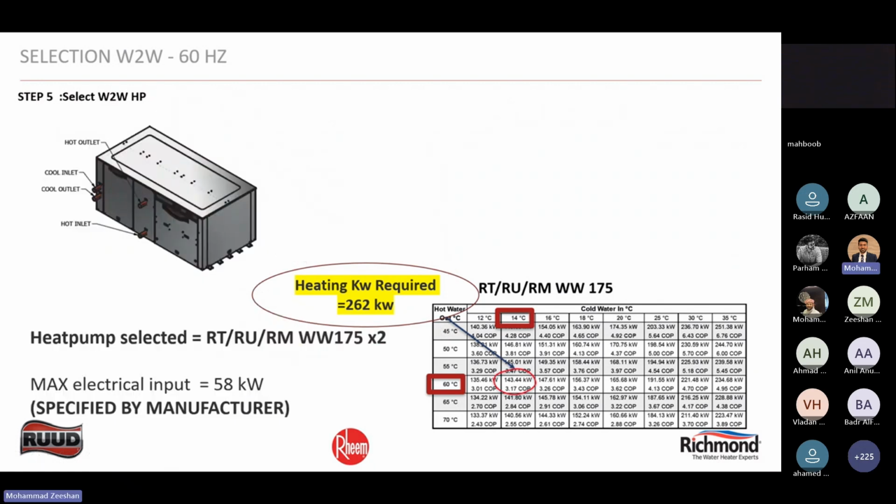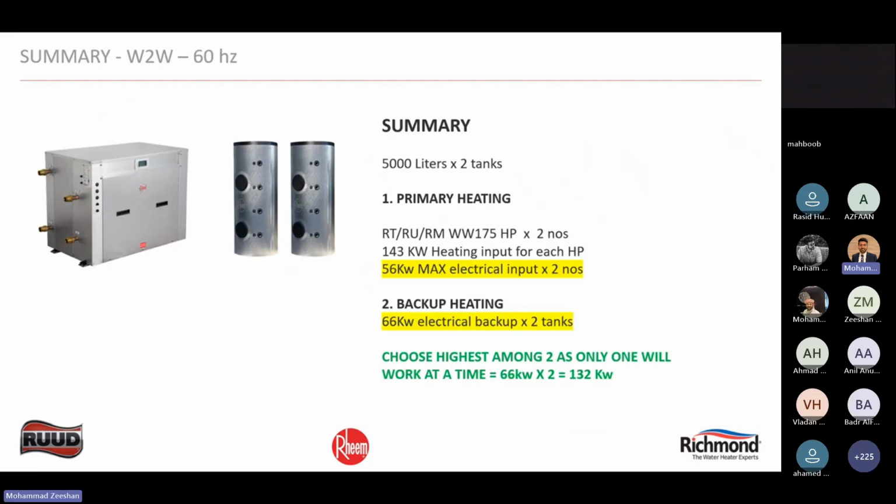In our example, we use a 175 kilowatt model, and the maximum electrical consumption is about 58 kilowatt for each heat pump. Summary of the system: we have two 5,000 liter tanks with electric backup and 175 kilowatt water to water heat pumps.